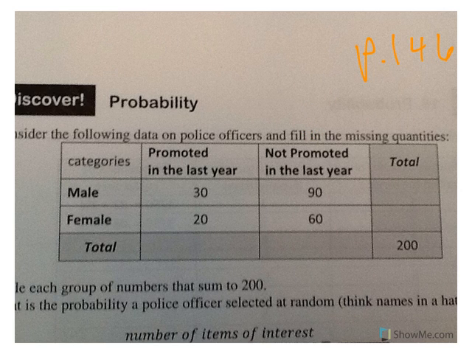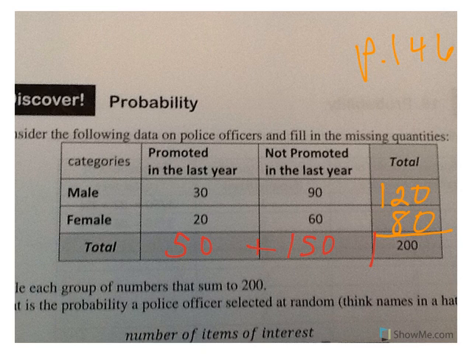Now, when you think about it, we have 200 police officers total. Okay, well, how many males do we have? We have 120. 30 that were promoted, 90 that weren't. And how many females? 20 that were and 60 that weren't, for a total of 80. Notice when you add total male, total female together, you get a total of 200. Now, similarly, if I add the number of promoted, I get 50. The number of not promoted is 150. When I add those together, I get 200 total.